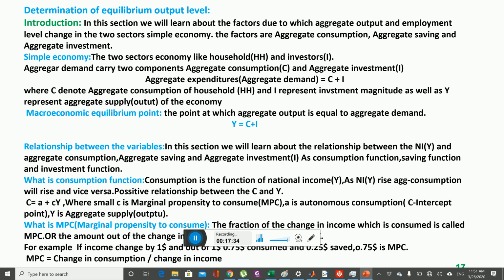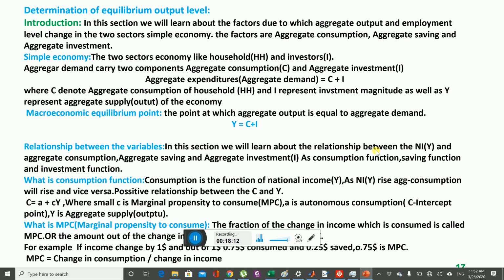This was a little about the simple economy, the two sectors economy, and the macroeconomic variables that we will use. Three macroeconomic variables are involved: aggregate output supplied, aggregate consumption, and aggregate investment. So we discussed a little about the simple economy, which carries two sectors, and aggregate demand carries two components, aggregate consumption and aggregate investment. Now we are coming toward the relationship between the variables.